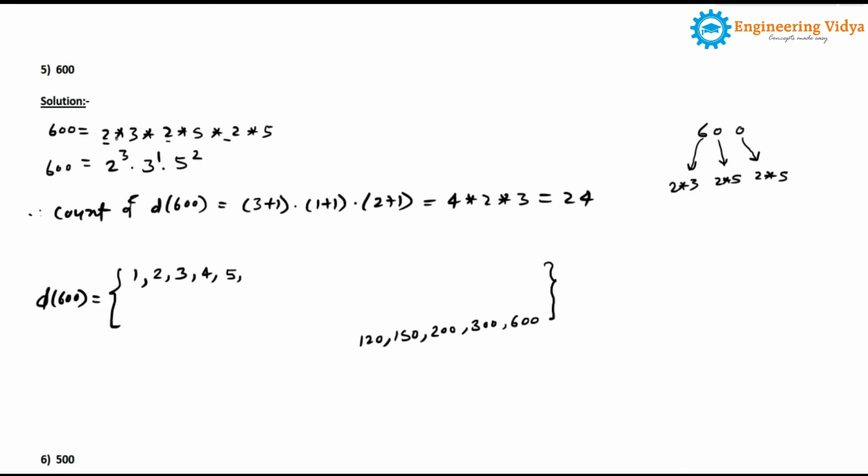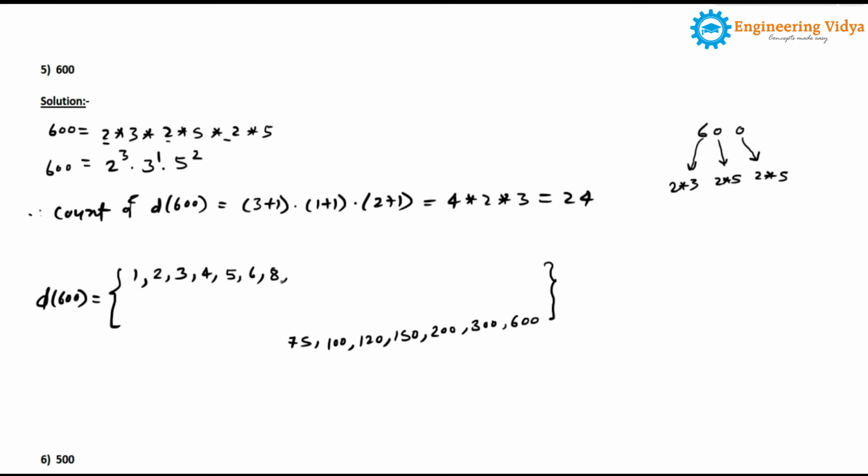Now check for the 6. 6 also can divide 600, right? Here the quotient will be 100 then. So we'll write 100 over here, right? Now check for the 7. 7 cannot divide 600, right? But we'll check for the 8. Yeah, 8 will divide 600, right? But if I divide by 8, 75 will be the quotient. So we'll write 75 over here, right?